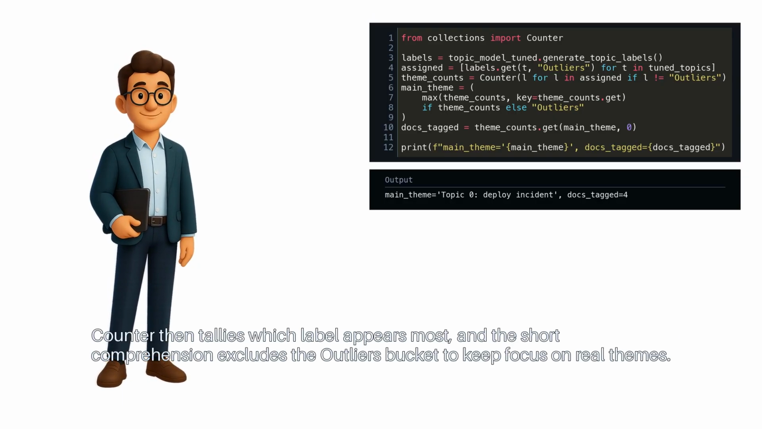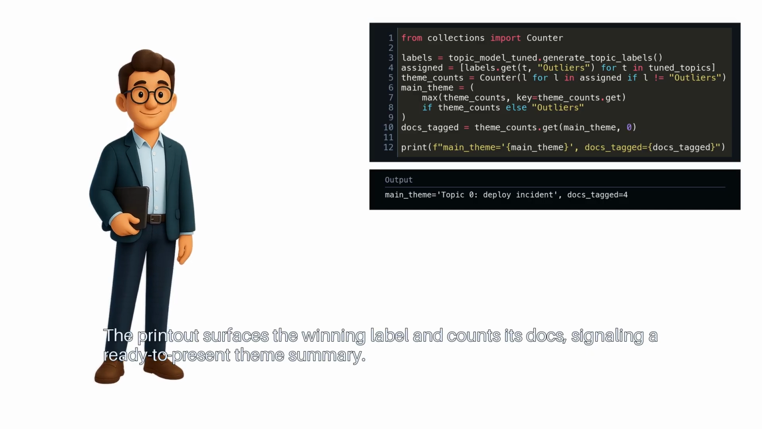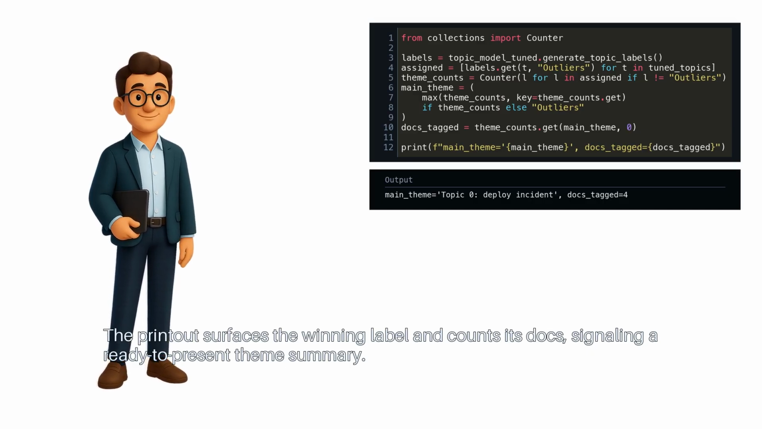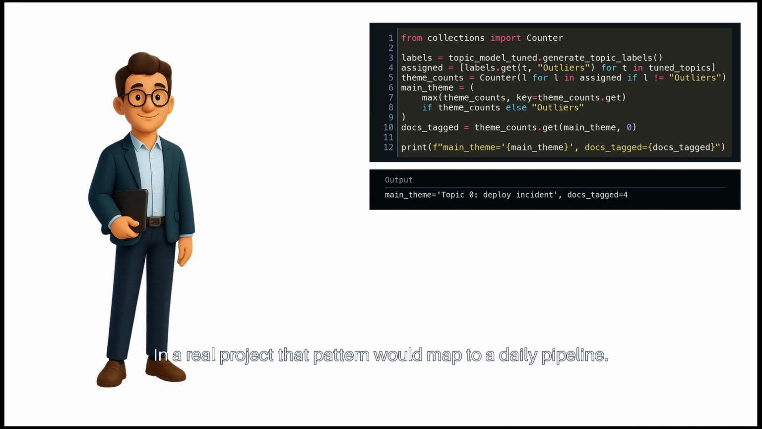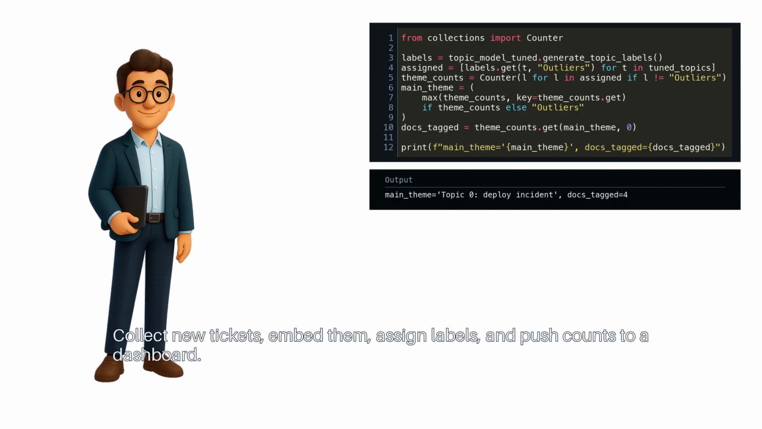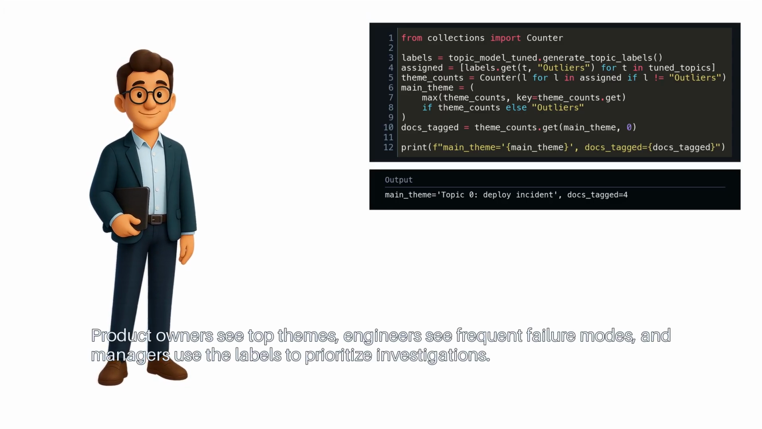Counter then tallies which label appears most, and the short comprehension excludes the outliers bucket to keep focus on real themes. The printout surfaces the winning label and counts its docs, signaling a ready-to-present theme summary. In a real project, that pattern would map to a daily pipeline. Collect new tickets, embed them, assign labels, and push counts to a dashboard. Product owners see top themes, engineers see frequent failure modes, and managers use the labels to prioritize investigations.